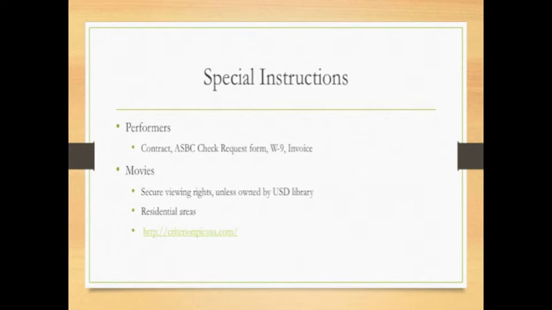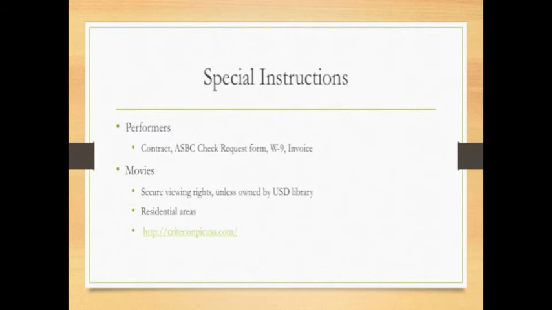If there are performers at your event, you must have a performance contract approved and signed before your event. Indicate that you will have a performer on your EVR. You will need to submit the signed performance contract, the performer's W-9, and an invoice with your ASBC reimbursement or check request form. If you are showing a movie, you will need to secure the viewing rights unless it is owned by the USD Library.